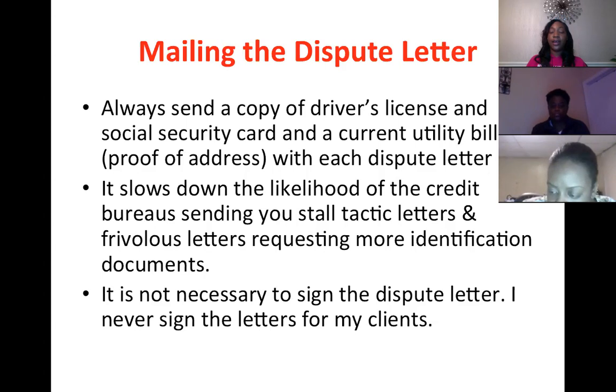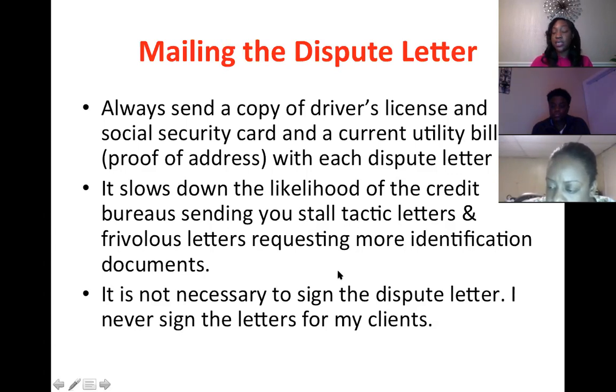Never, never, never sign the letters. Do not put a signature on the letters. When you're typing it, you just type the name. Do not sign them. What they do is they take that signature and put it on certain documents to show that there's validation or verification of certain debts. You don't want them stealing signatures, okay? So it's not necessary to sign it to get a dispute through, so don't ever sign them, okay?